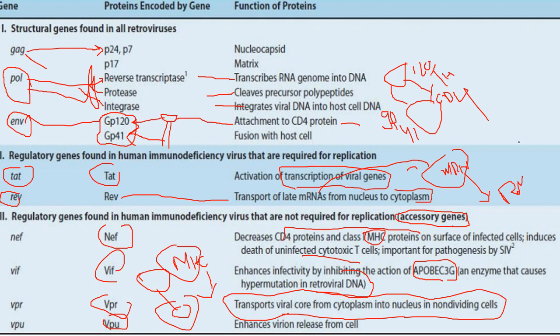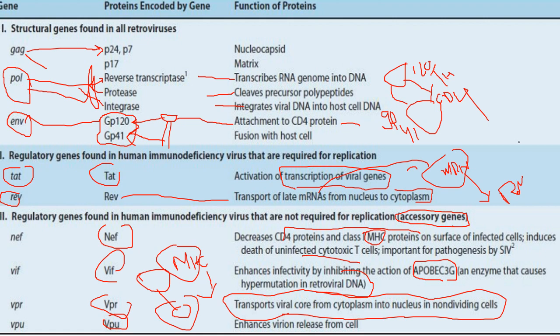Another is the VIF gene. The VIF gene enhances infectivity by binding to APOBEC3G, an enzyme that causes hypermutation in retroviral DNA. Now the VPR gene transports the viral core from the cytoplasm to the non-dividing cells. You should note it. And another important one is VPU. VPU enhances viral release from the cell.